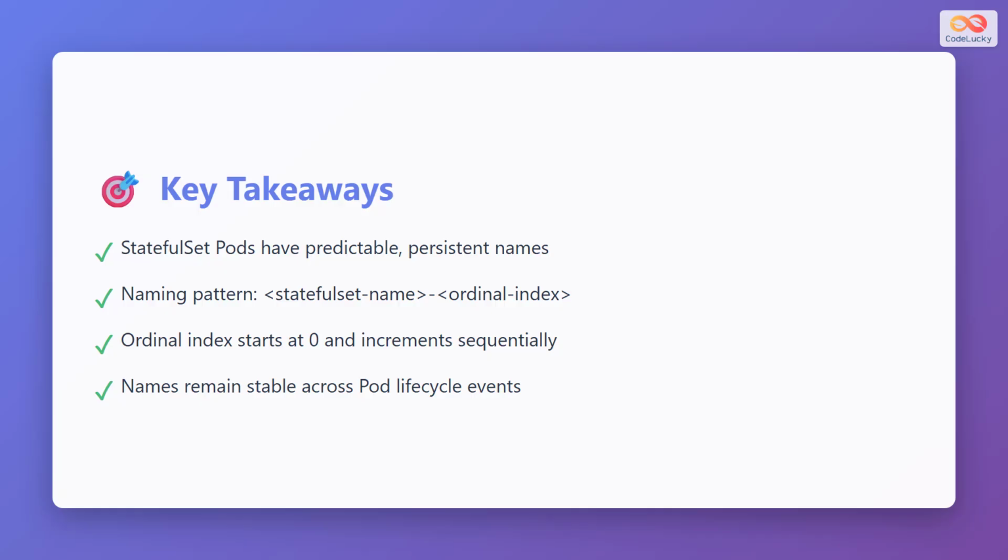Let's recap the key concepts. First, StatefulSet pods have predictable and persistent names that don't change. Second, the naming pattern follows the format: statefulset-name, hyphen, ordinal-index. Third, the ordinal-index starts at 0 and increments sequentially for each replica. And finally, these names remain stable across all pod lifecycle events, including restarts, failures, and rescheduling. This stability is what makes StatefulSets perfect for stateful applications that depend on consistent identities.